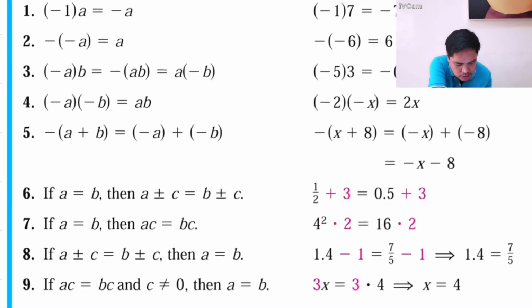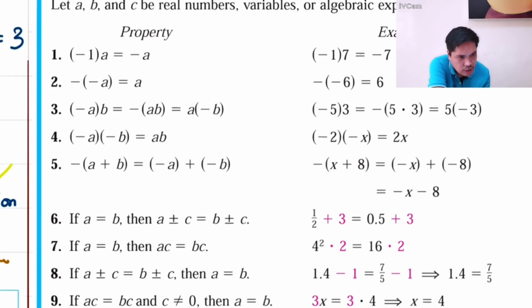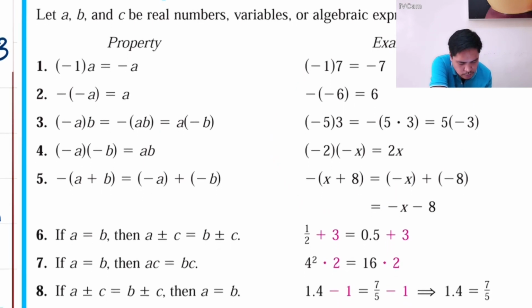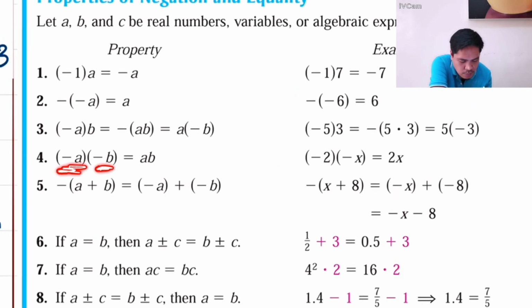How about this fourth property? Anyway, you just look at the examples here. I'll be sending this file for you to browse over. Okay. So how about this negative A times negative B? The result is AB because negative times negative, that's positive.